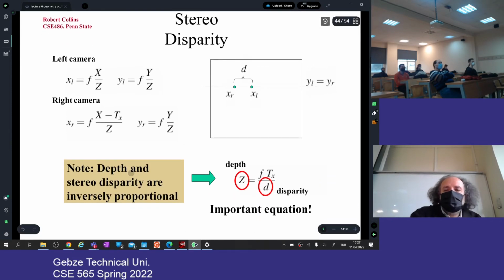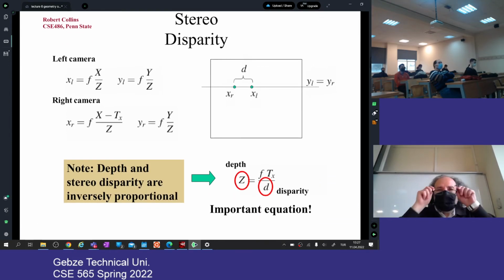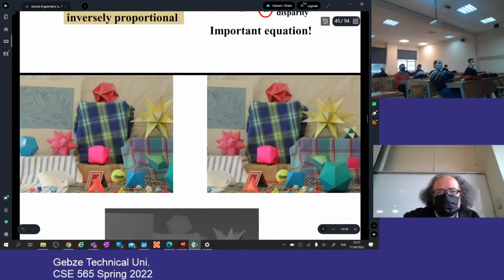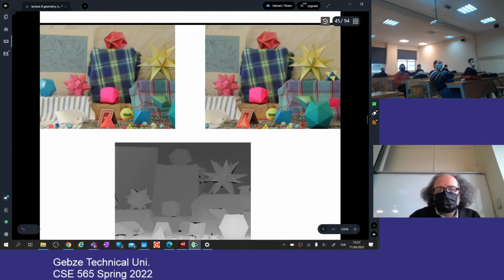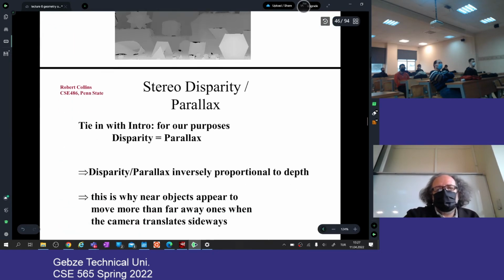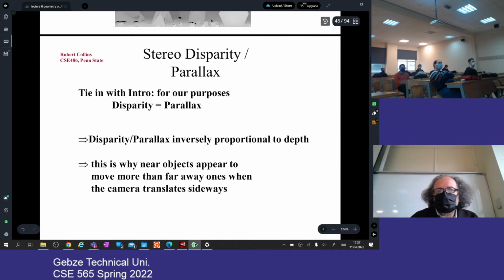Okay, so we already concluded this. Depth and stereo disparity are inversely proportional. We already said that. And back to this image, we kind of verified it. Disparities for the nearby objects are larger than the disparities for the far away objects.